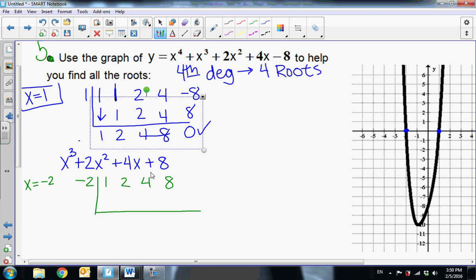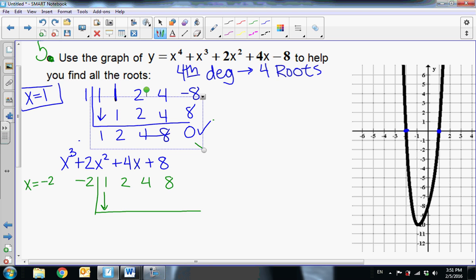Notice that my coefficients are the same that I got here. So I could have just not rewritten this. I could have just used those coefficients right there. And that would have been fine.